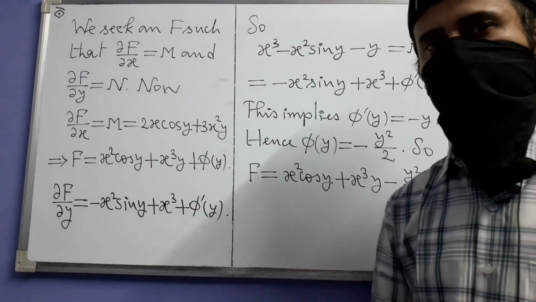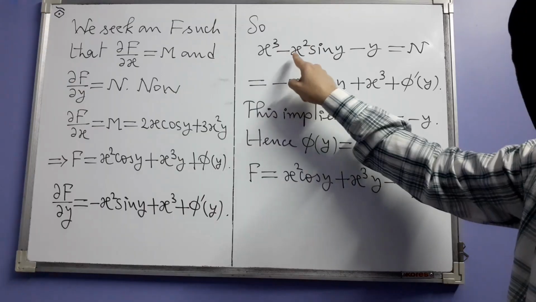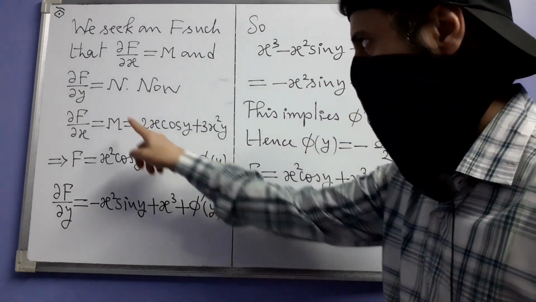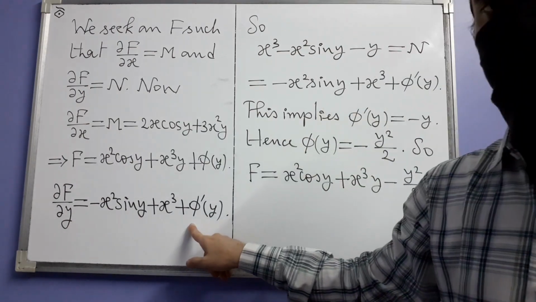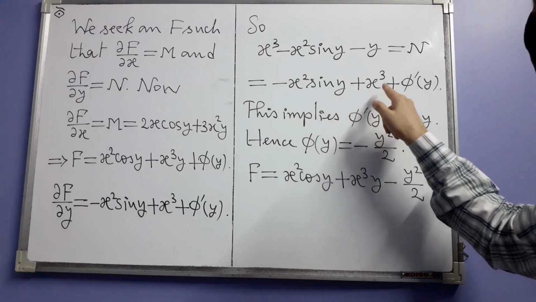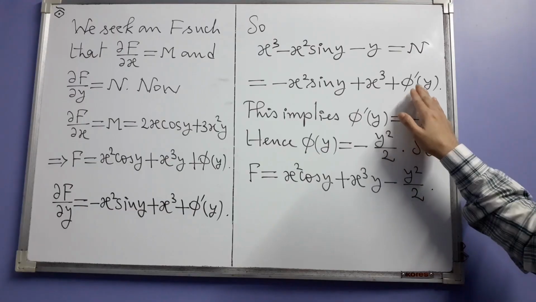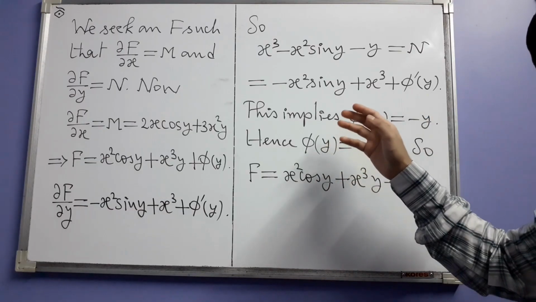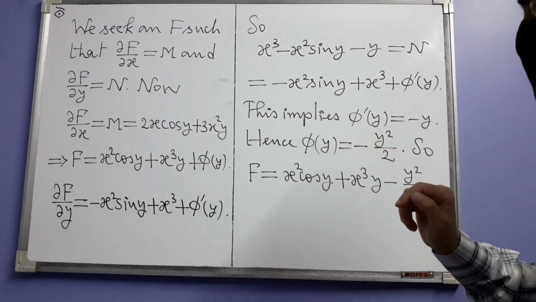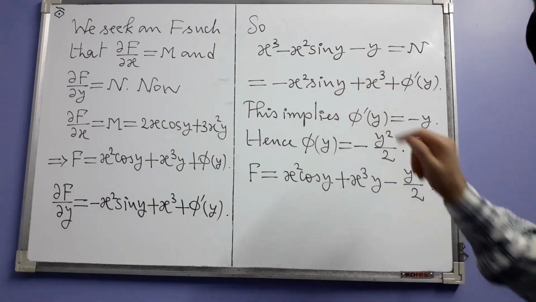So we now use the value of N, which is this expression x cube minus x square sin y minus y, which is equal to N, and N should be equal to this. Okay, so we put that here, minus x square sin y plus x cube plus the derivative of phi with respect to y, phi prime of y. So you can see that these two terms, x cube, cancel out, and that's how we get phi prime of y equal to minus y.